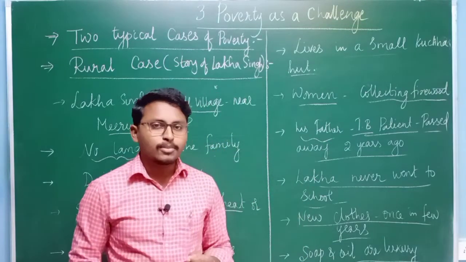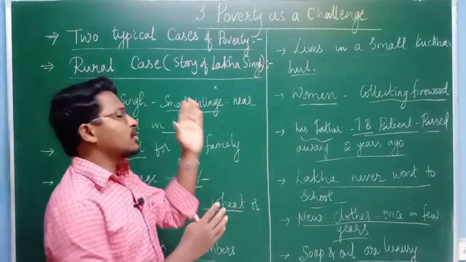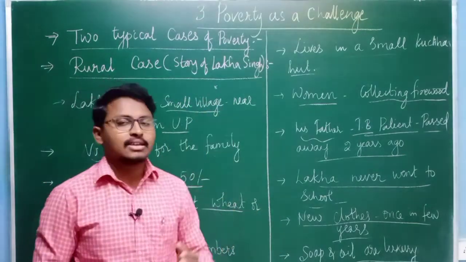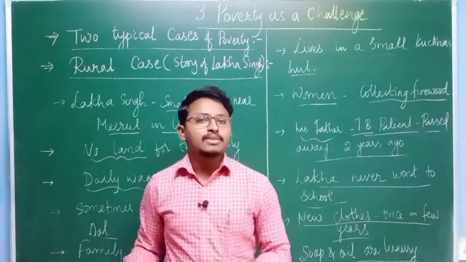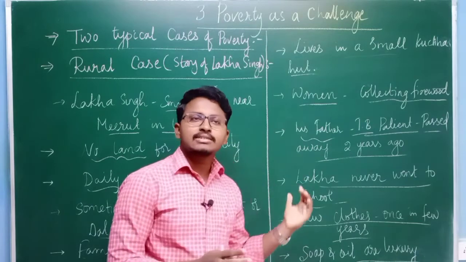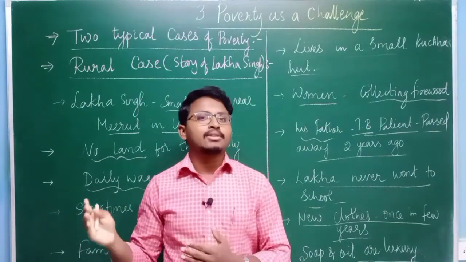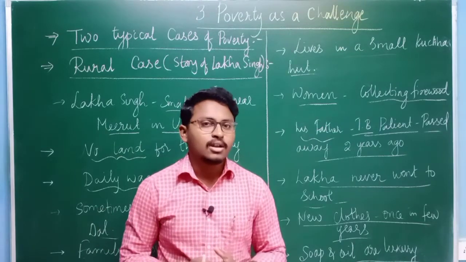So all these problems can be identified commonly both in the rural case, the story of Laka Singh, as well as in the story of Ram Saran. So basically, having lesser money, or you can say having lesser income, leads to all these kinds of problems, which might lead to poverty or a situation called poor.